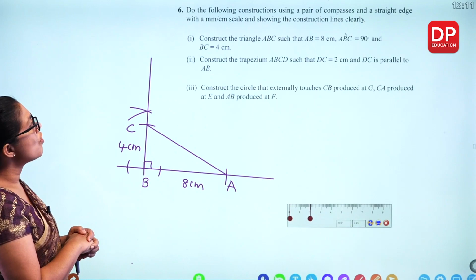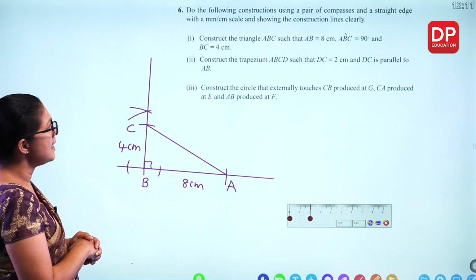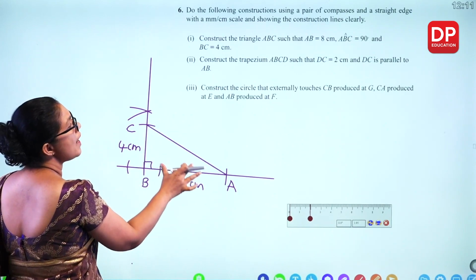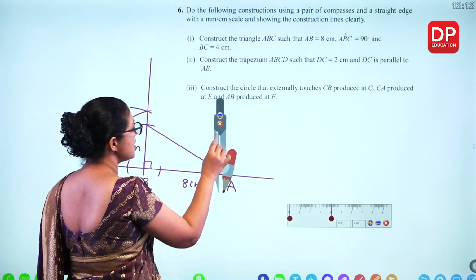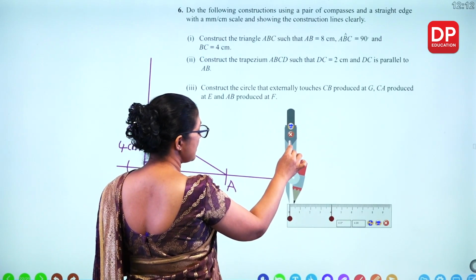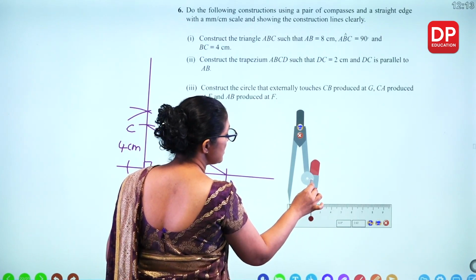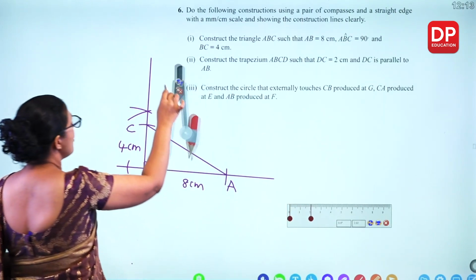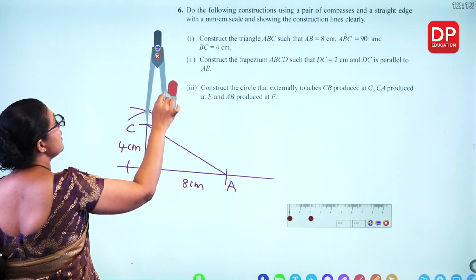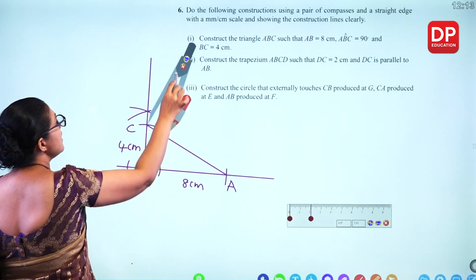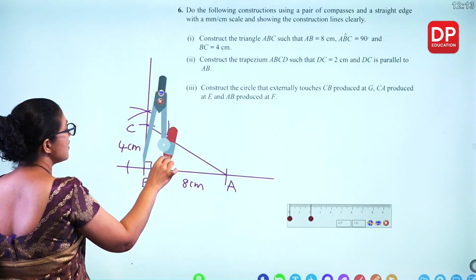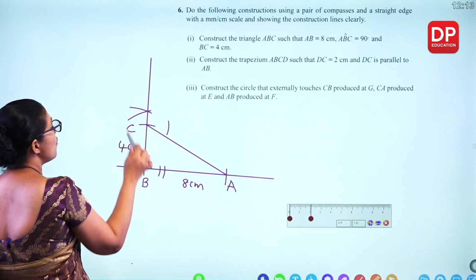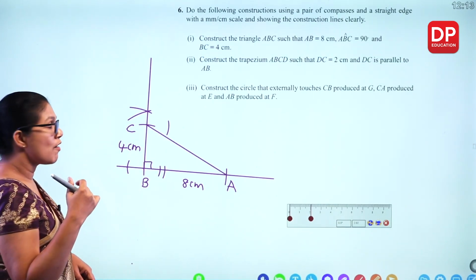Second part, you need to construct the trapezium ABCD. CD is 2 and CD is parallel to AB. Take the compass, we'll measure 2 centimeter length and keep on top of point C and draw an arc here. And here also it's easy when you take 2 centimeters here and draw an arc to get the 4 centimeter length. So we are using the property of a parallelogram.